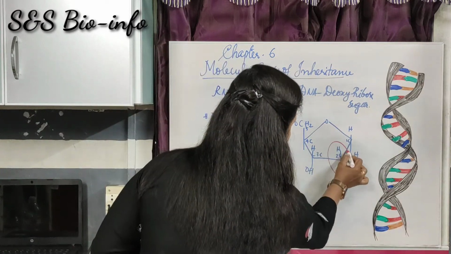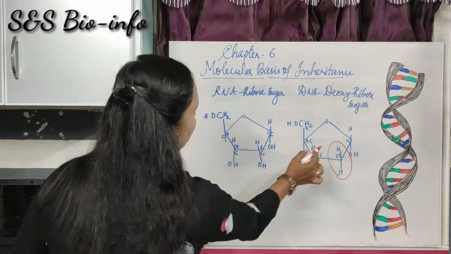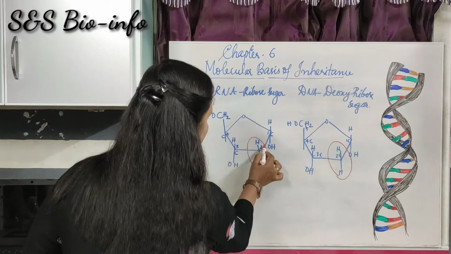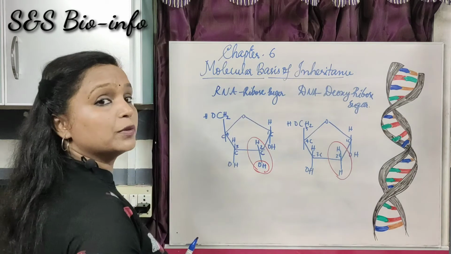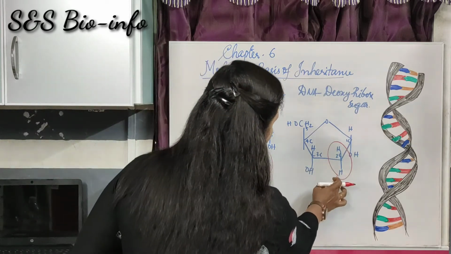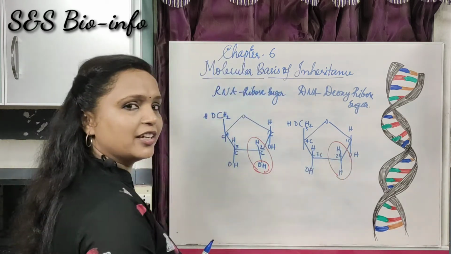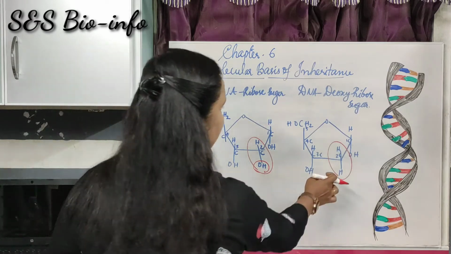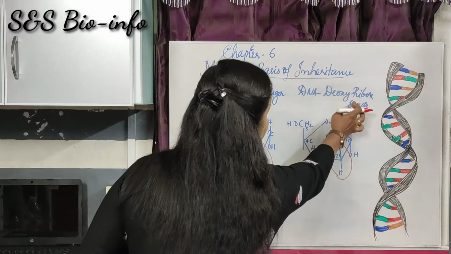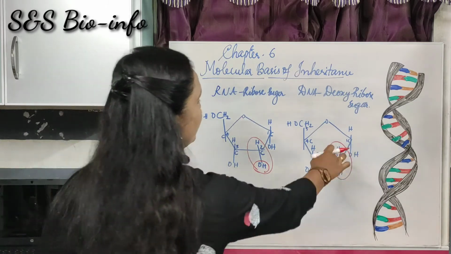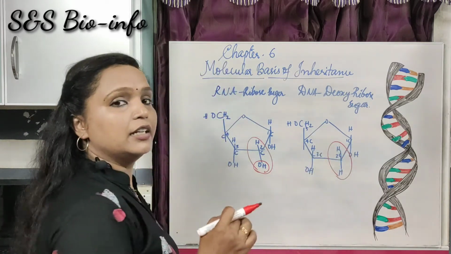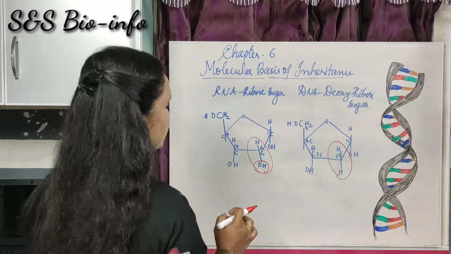So look at the second carbon atom of the deoxyribose sugar and the ribose sugar. Here there is an OH group, but in the deoxyribose sugar there is only hydrogen, no oxygen. That's why it is called deoxyribose sugar. So one oxygen is removed from this structure. That's why it is known as deoxyribose sugar.